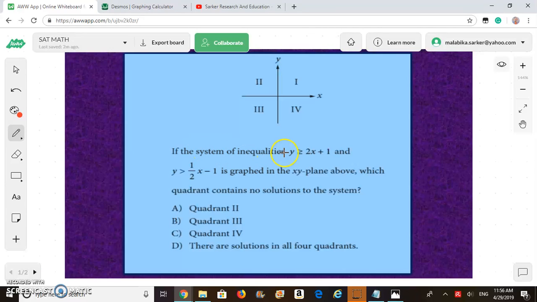You will have to graph the system of inequalities and determine which quadrant contains no solutions. So you have the choice: either 2 has no solution, or 3 has no solution, or 4 has no solutions, and D says there are solutions in all of the four quadrants. Before graphing it on a graphing calculator, as you may do because you are allowed to use a calculator, let us try to graph it on plain graph paper.